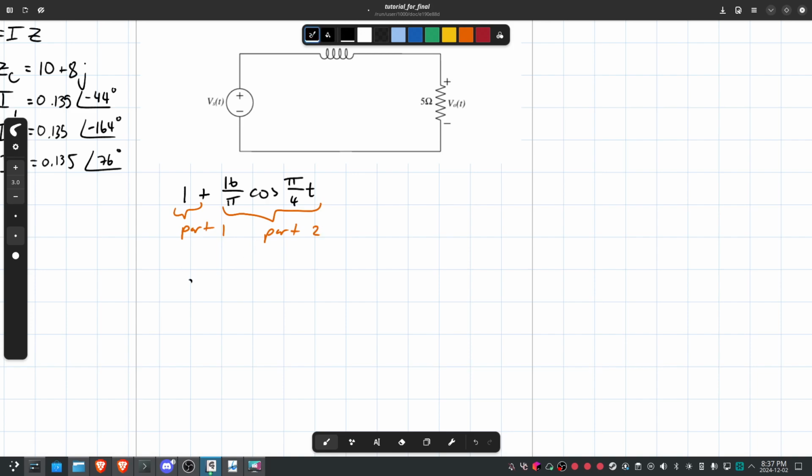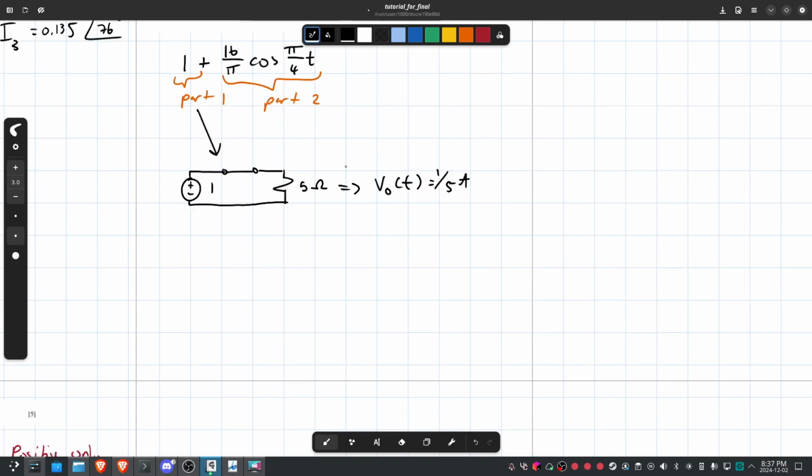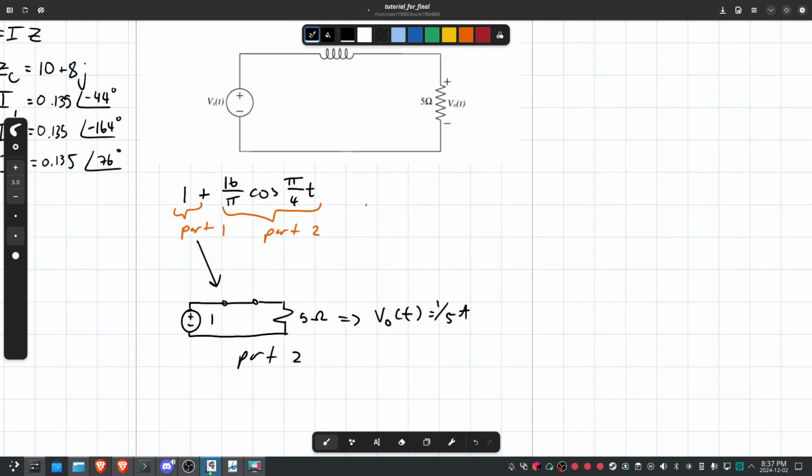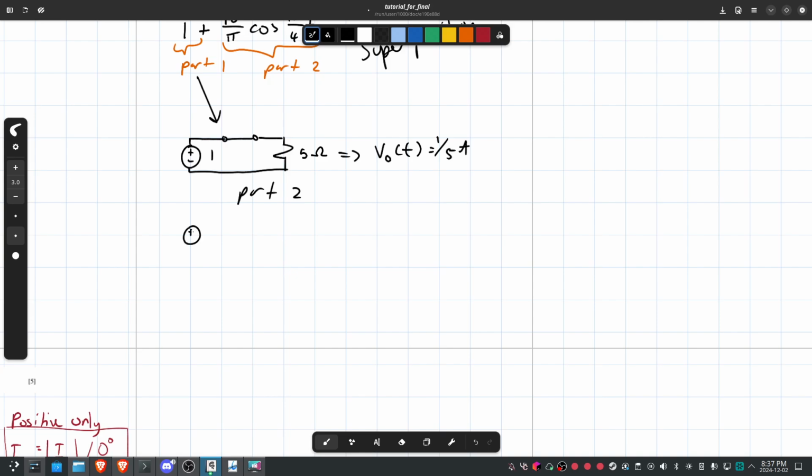So let's look at the first part, the DC component. This is a single volt passing through. We have an inductor which turns into a short circuit, and then a resistor here, 5 ohms. So our VO of t is just going to be 1/5 of an amp. And then we do part 2. This is superposition, sorry. Part 2.